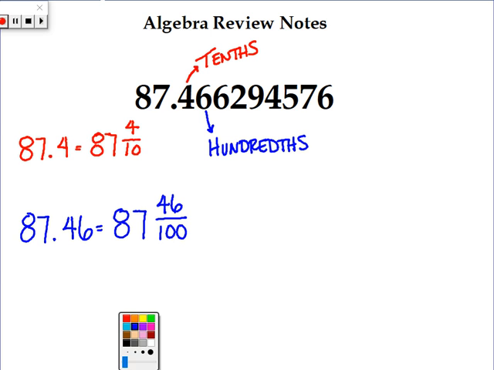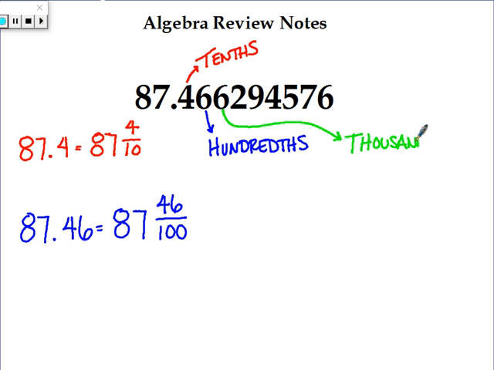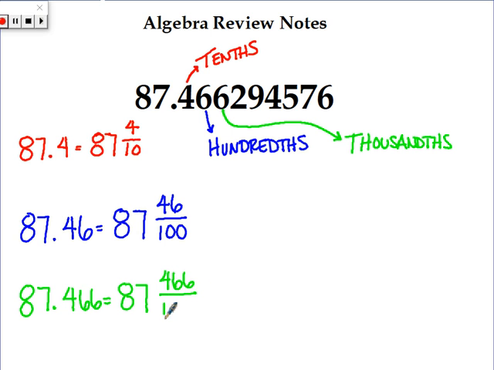And finally, our third one here, this is the thousandths. And again, it's called that because if I had 87.466, that's equivalent to 87 and 466 over 1,000. And we could keep going. Next would be 10,000, then 100,000, and so forth. But we're only going to focus on the first three.